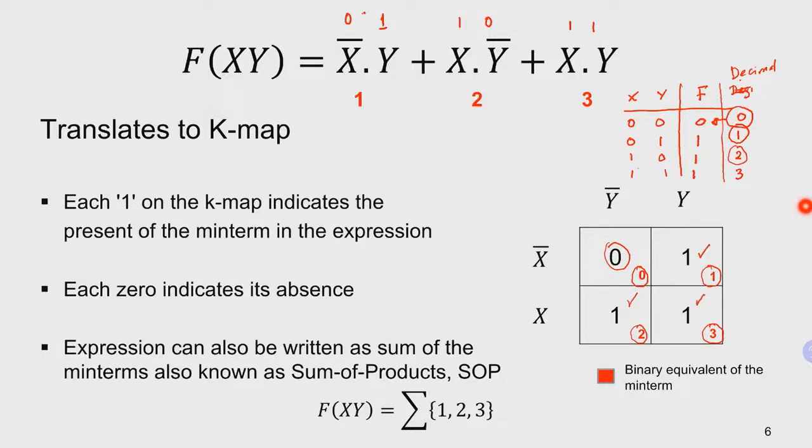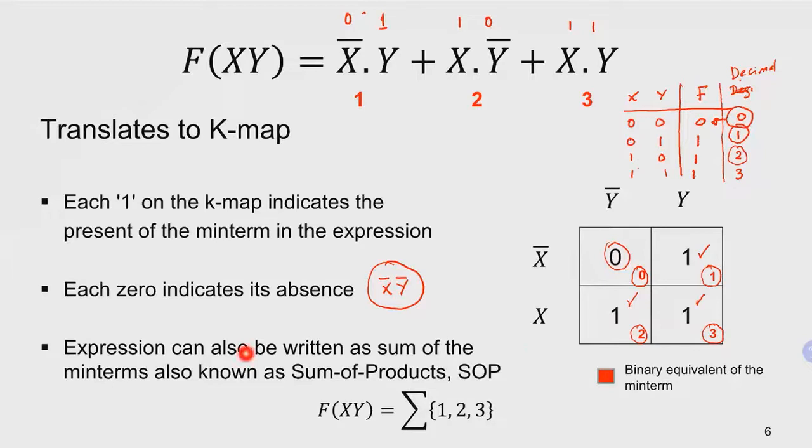Okay, so this is how we translate from the functions into the K-map, or from the truth table to the K-map. So what the 0 actually means is that it's the absence of a minterm in our Boolean function. So in this case, the minterm that is absent is X bar Y bar. So this minterm is not present in our function, and therefore we put a 0 in the K-map.